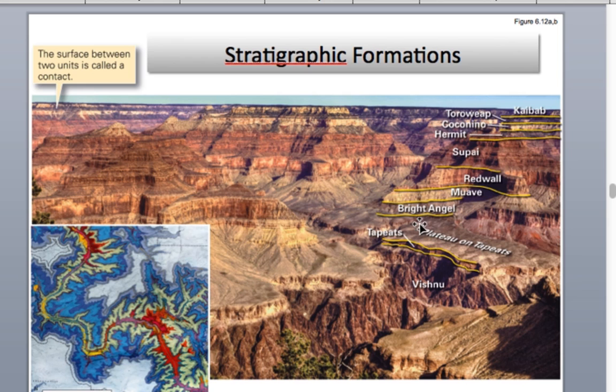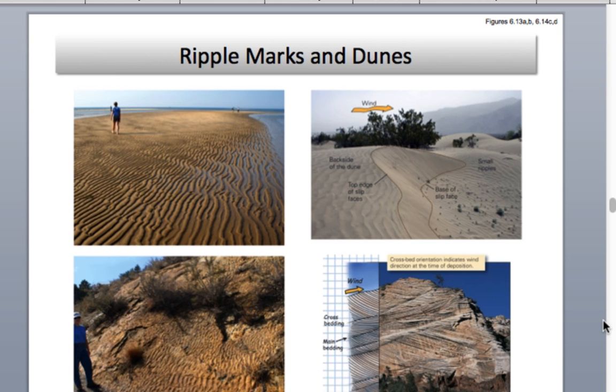So just in this one section, we're seeing the environment changing, the conditions changing, the energy changing, which leads to different rock formations or beds. Note that the divisions between these beds are called contacts. Other sedimentary structures besides bedding include ripple marks or dunes.